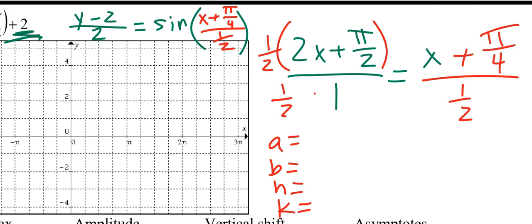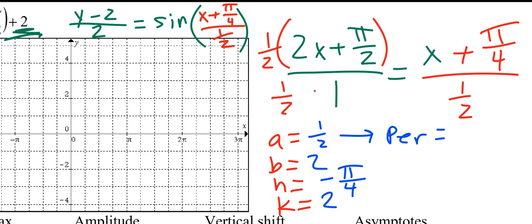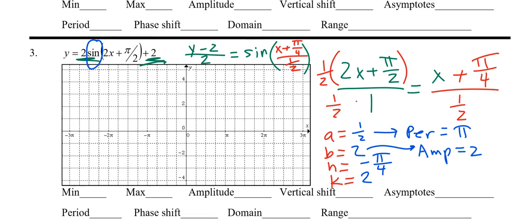Let's see here. Anybody know the A? 1/2. B, 2. H, negative pi over 4. K, 2. Period of the function. That's pi, right? Because you cut it in half. Amplitude, 2. It's a sine function, folks. Be careful. Graph it.